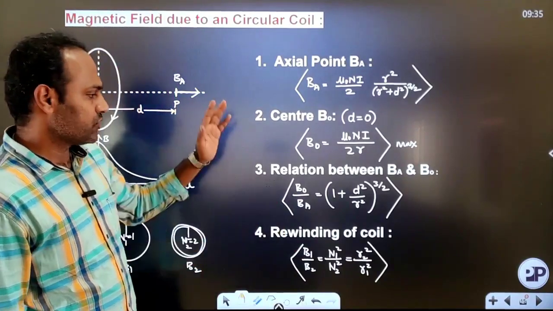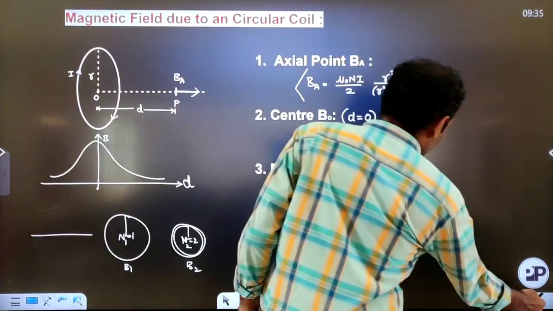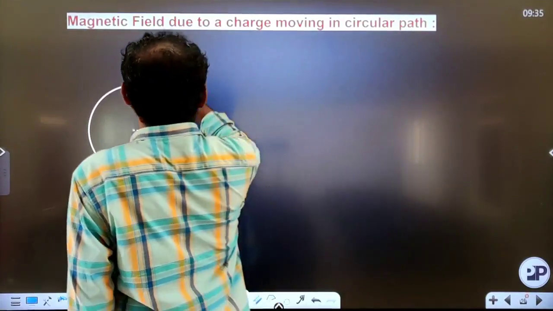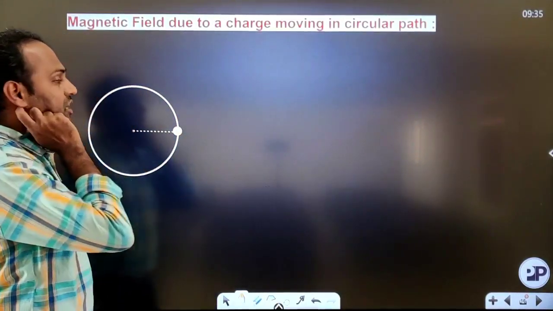Clear? Okay, so remember these formulas. We'll go to the next concept now. So the next concept is the magnetic field due to a charge moving in a circular path.